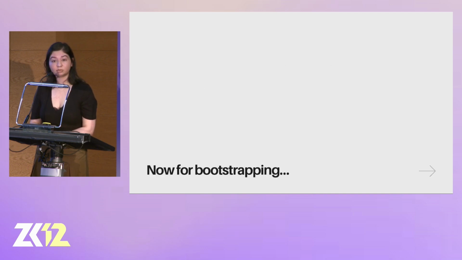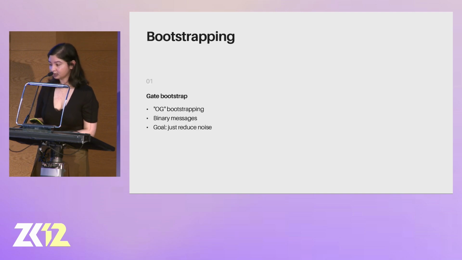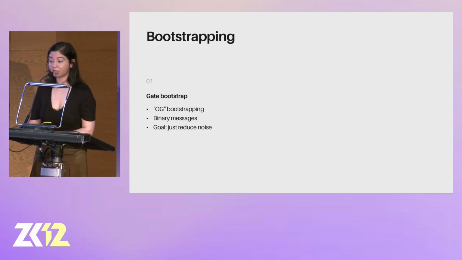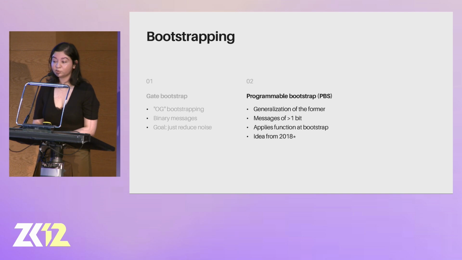So let's look at what bootstrapping options even exist out there. Option number one is called gate bootstrapping. You can think of it as the original form of bootstrapping in the TFHE paper. You're going to work with binary messages, and your goal is to just reduce noise. Programmable bootstrapping builds on top of gate bootstrapping. You can think of it as a generalization. Here we're going to work with messages of greater than a bit, and we're also going to apply a function at bootstrapping time. The idea for programmable bootstrapping has been around for a while. It's as early as 2018.